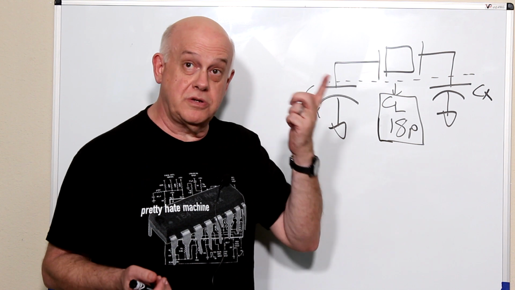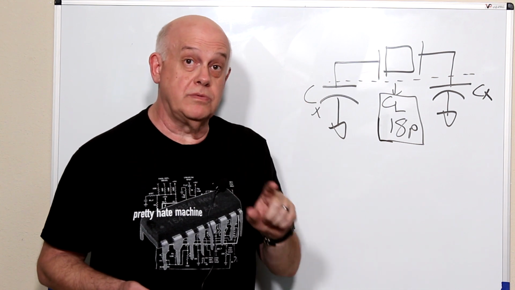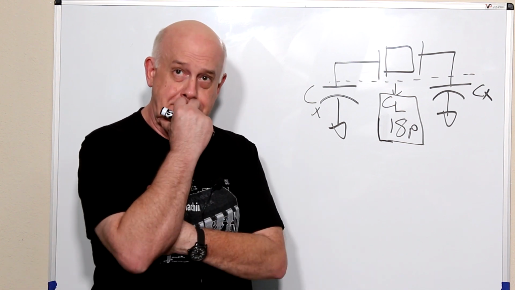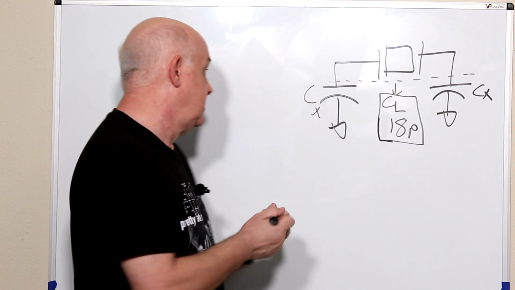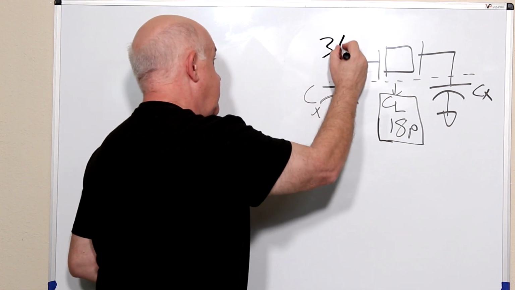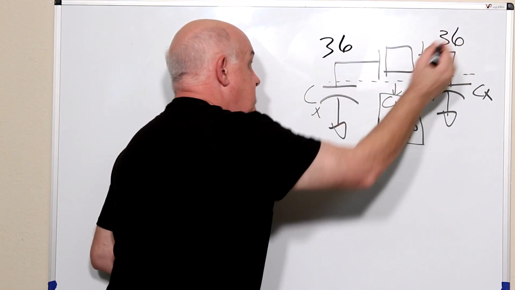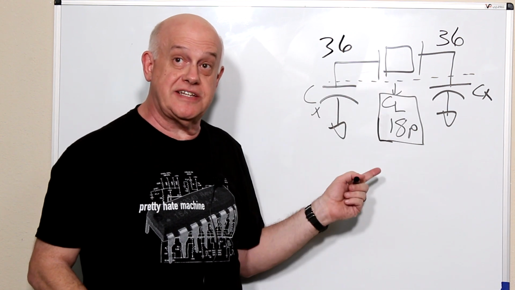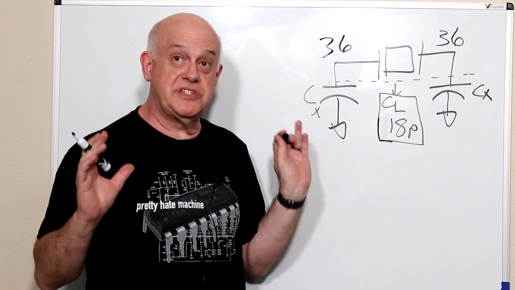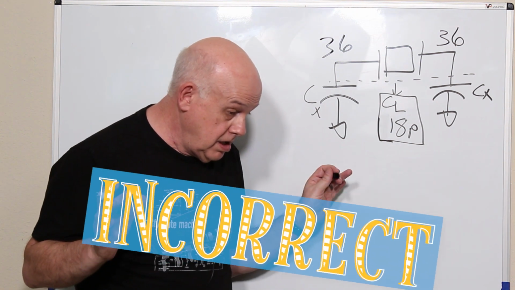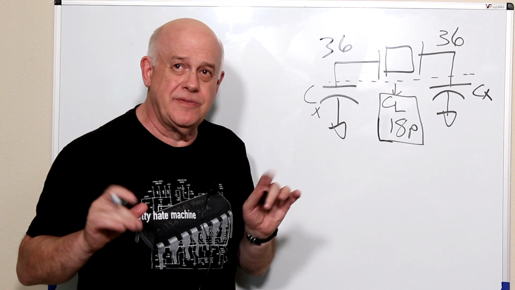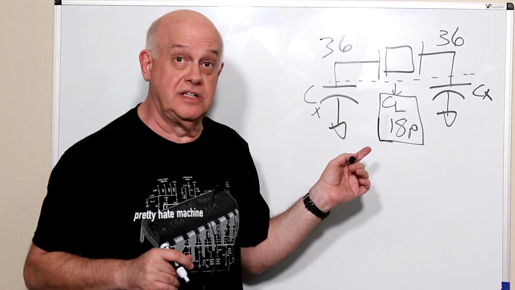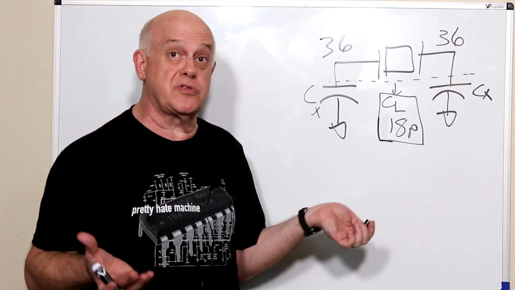So the astute observer, and I know you're astute, will say, if I need 18 picofarads, then, aha, I'll make each one 36 picofarads because half of 36 is 18, and they match up, and I'm done. Not quite. For one thing, there's no such thing as a 36 picofarad capacitor. So you have to pick 27 or 33.